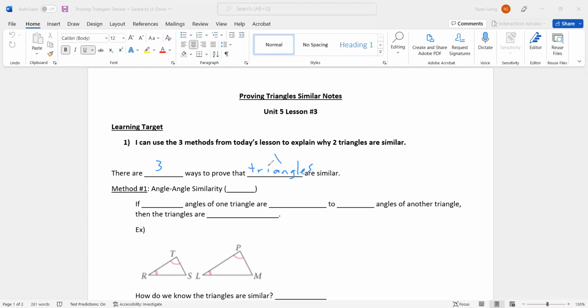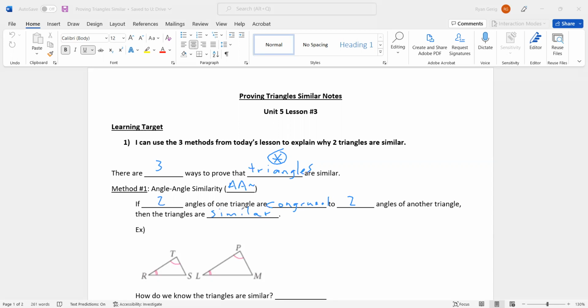Now, make sure first thing you understand that this is only triangles. These 3 ways do not prove that quadrilaterals are similar. It only proves triangles similar. First one is angle-angle similarity, and you will see it written angle, angle, and you need that little symbol there because that's the similarity part. Okay, what that says is if 2 angles of one triangle are congruent to 2 angles of another triangle, then the triangles are similar.